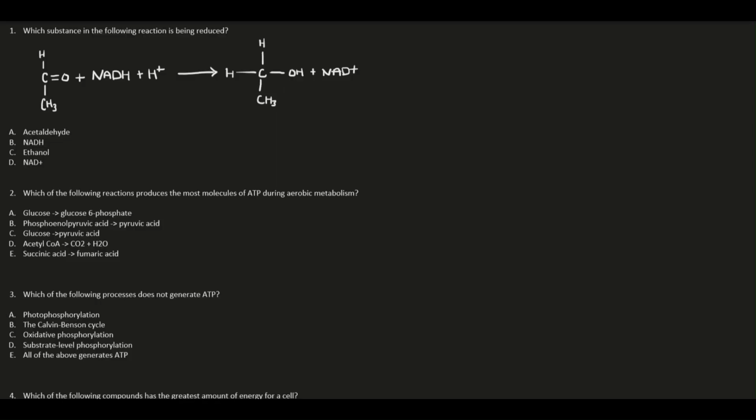Question number 1. Which substance in the following reaction is being reduced? Pay close attention to your questions. So, what is being reduced? Remember, it's not saying what is reduced, but what's being reduced. And you also need to know what is reduction. Well, reduction is the gain of electrons. That's reduction. And when you see a reduction, there's always oxidation. And oxidation is the loss of electrons.